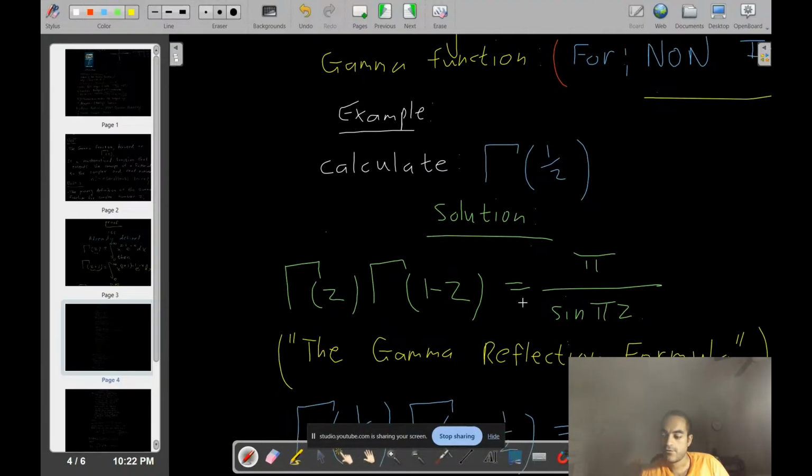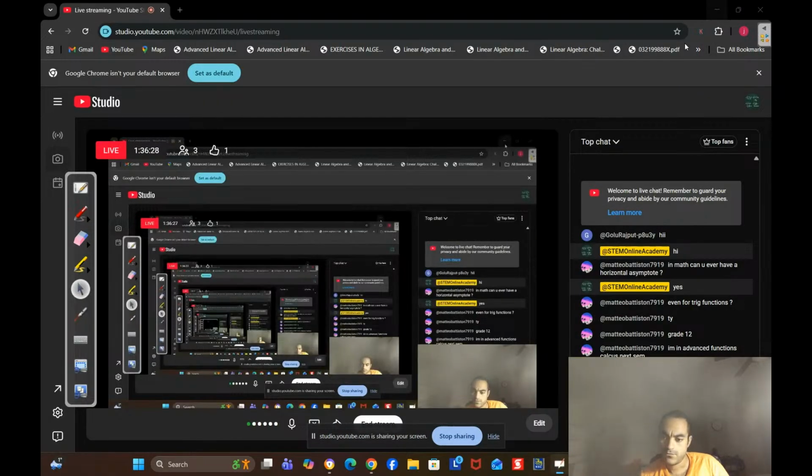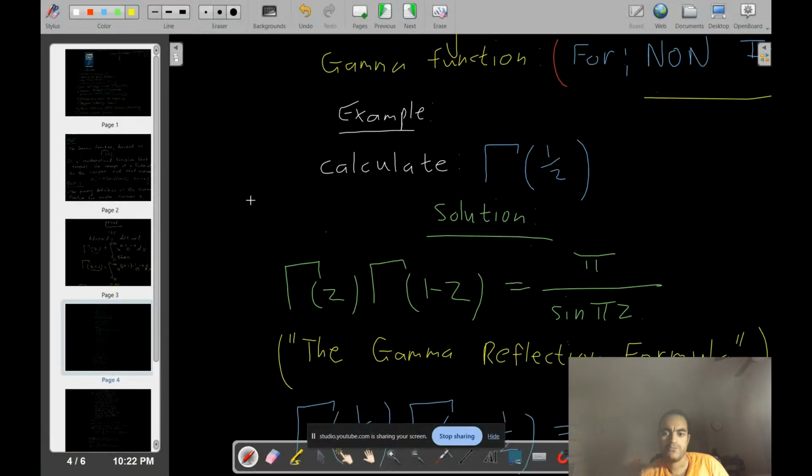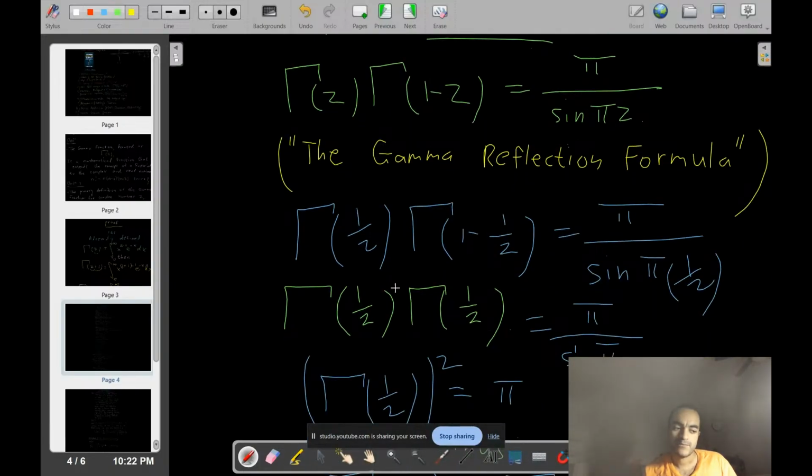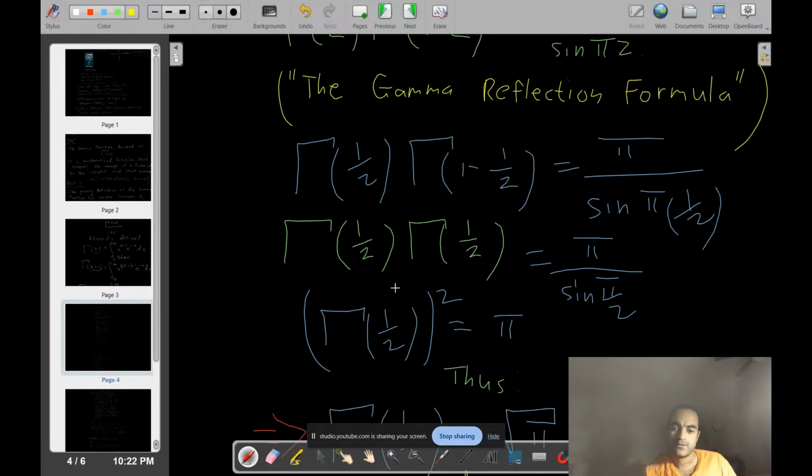Let's say we want to calculate gamma of 1/2. Okay, let's do that. If there's any questions, just checking the chat. No. Okay, so if you want to calculate gamma of 1/2, this would be gamma of z, gamma of 1 minus z, equals pi over sine pi z. The reflection formula, right? We use gamma of 1/2 times gamma of 1 minus 1/2, equals pi divided by sine of pi times 1/2. Okay, very straightforward.